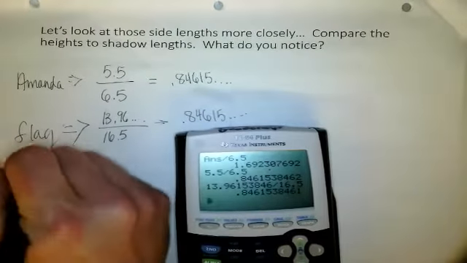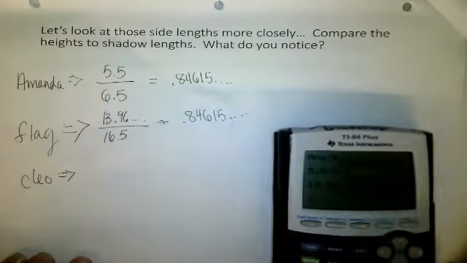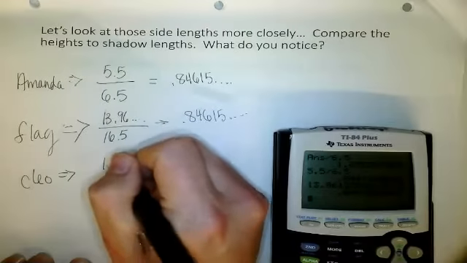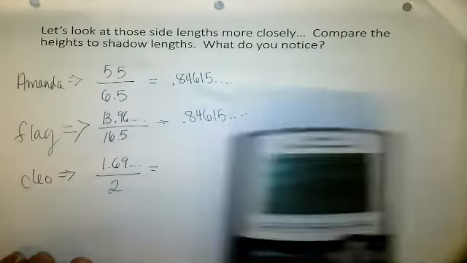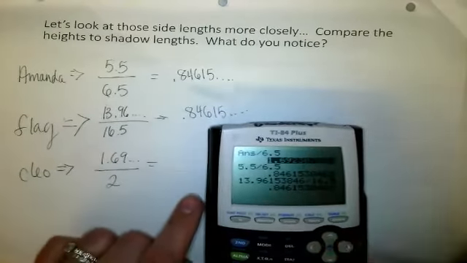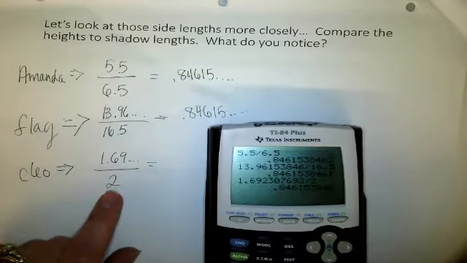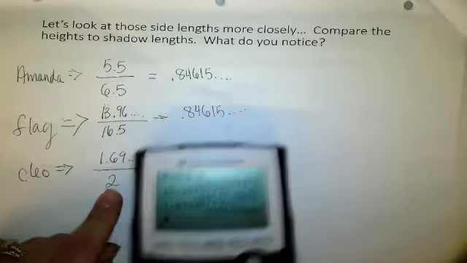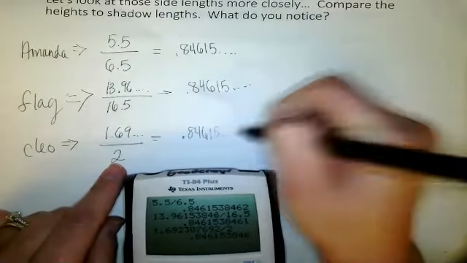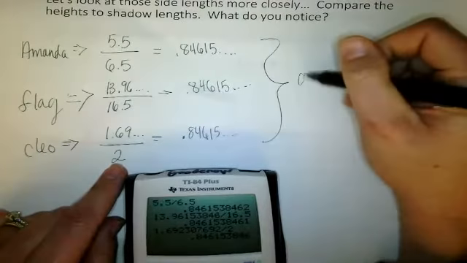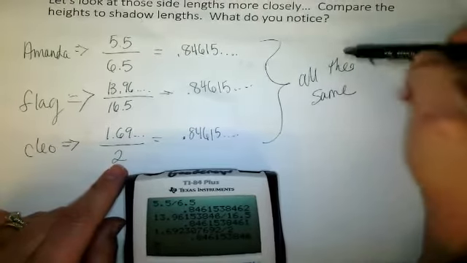Whoa. Okay, wait a minute. Let's look at Cleo. What was Cleo's height? 1.69 something or other, to her shadow, 2. Let me grab that 1.69 figure and divide by 2. 0.84615. They are all the same. Holy mackerel.